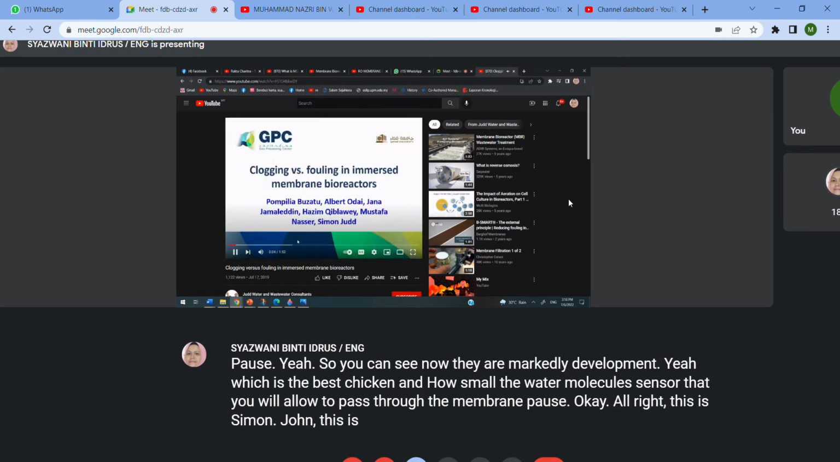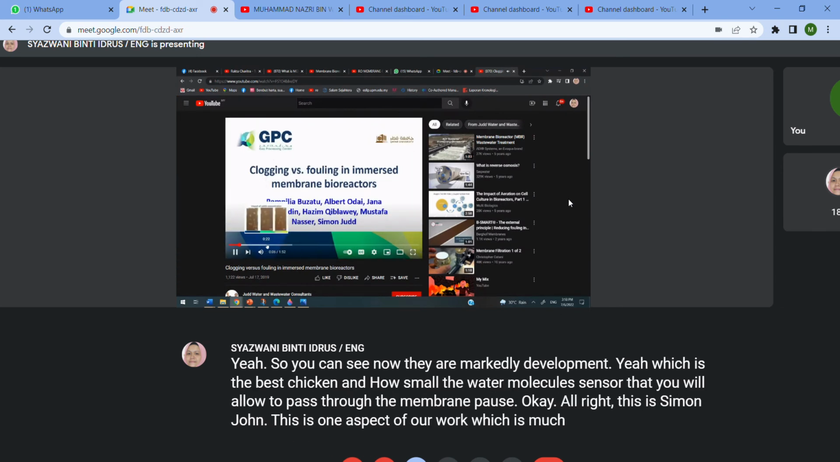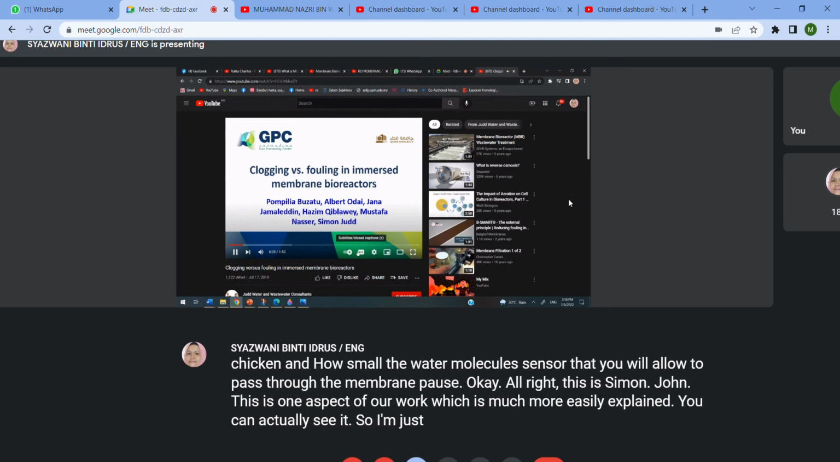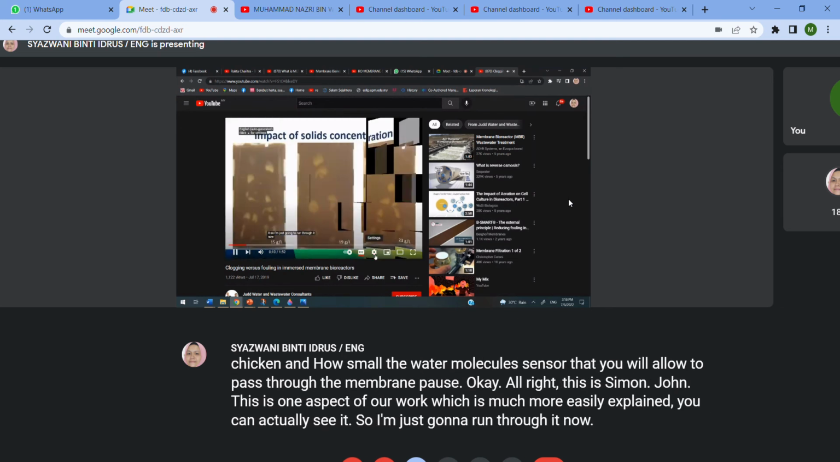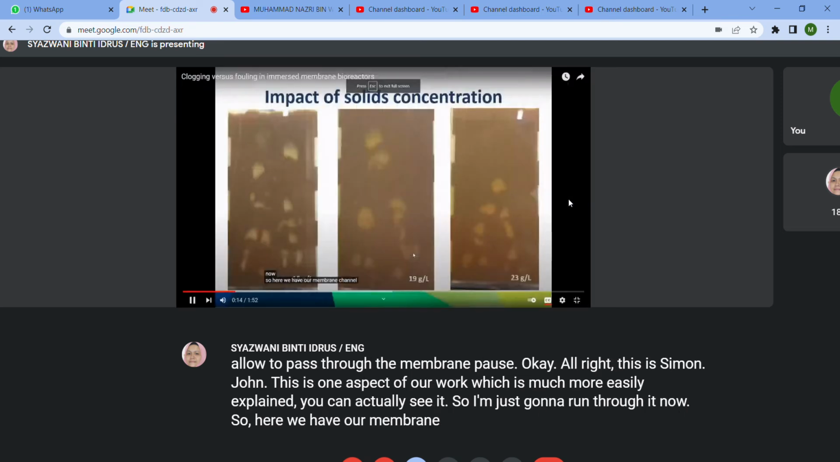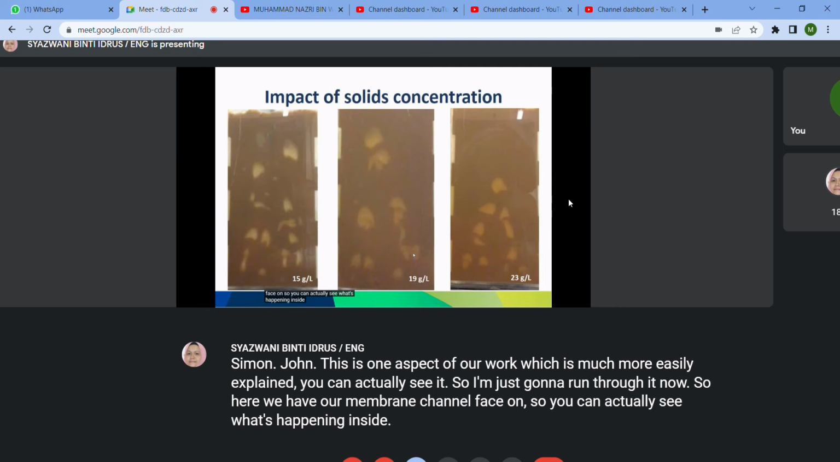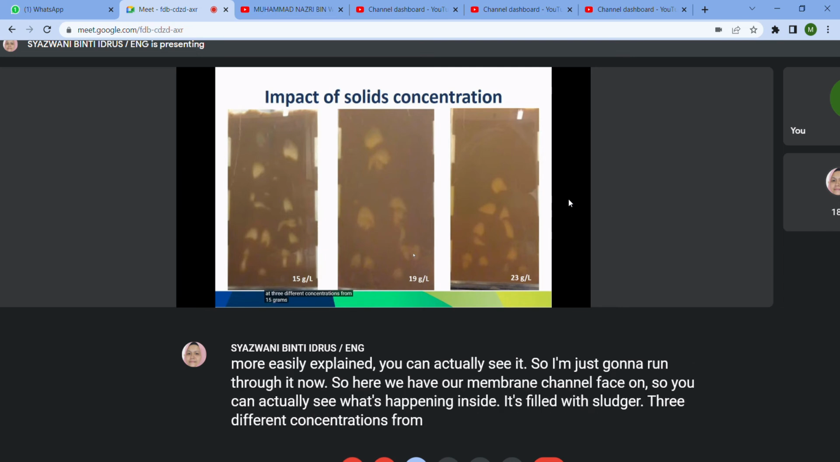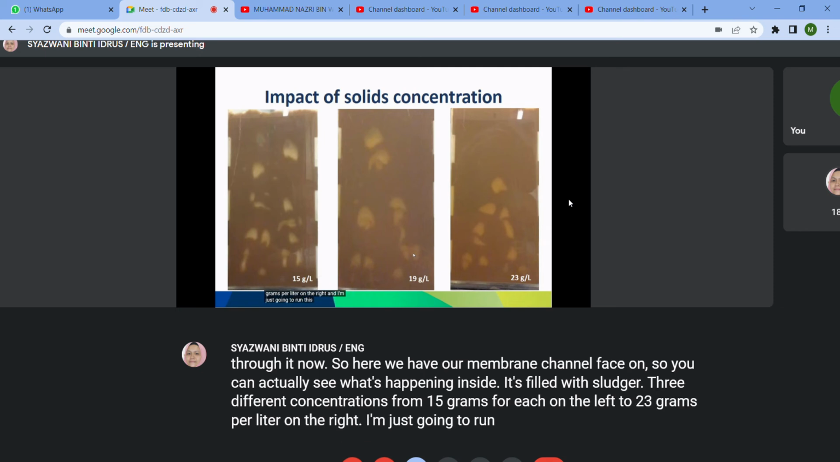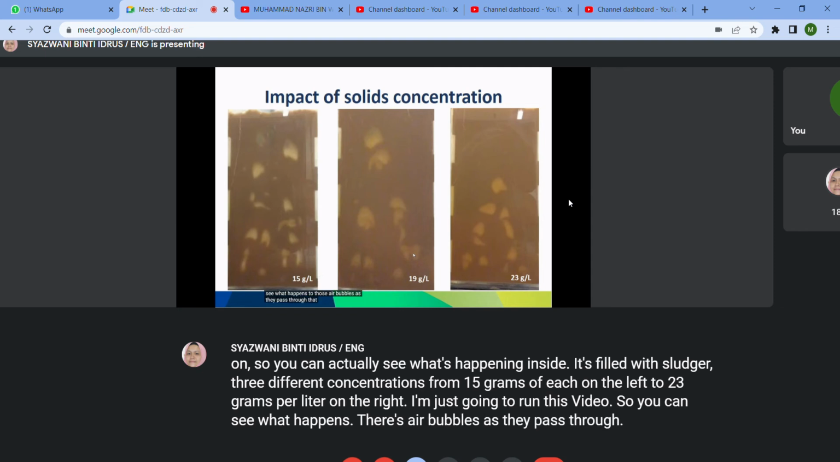There's just one aspect of our work which is much more easily explained if you can actually see it, so I'm just going to run through it now. Here we have our membrane channel face on, so you can actually see what's happening inside. It's filled with sludge at 3 different concentrations, from 15 grams per litre on the left to 23 grams per litre on the right. I'm just going to run this video so you can see what happens to those air bubbles as they pass through that channel.